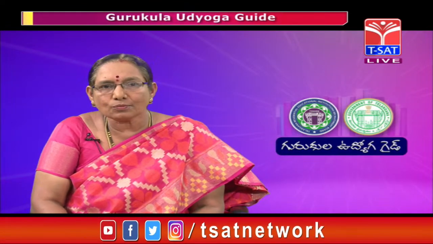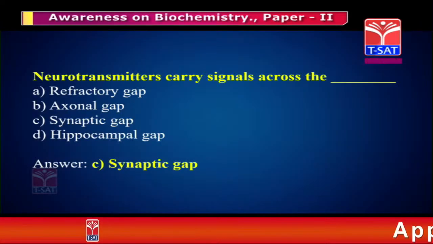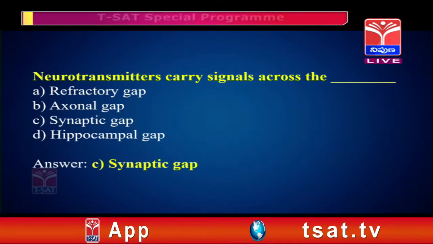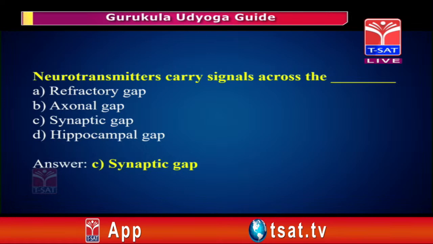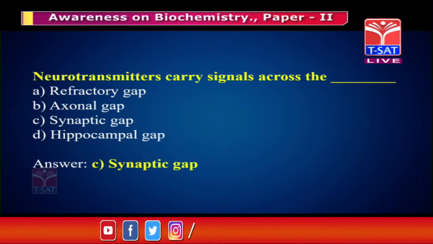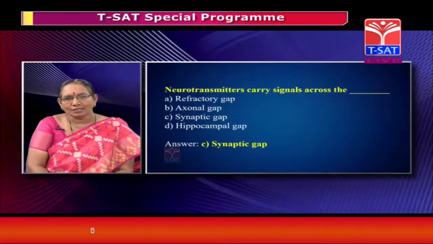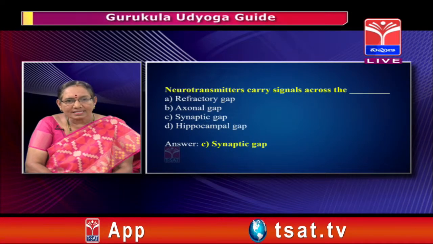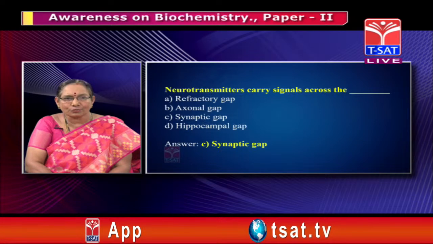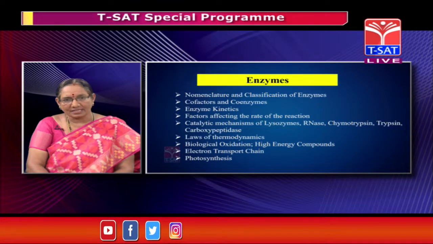Now moving to another model question in this unit: neurotransmitters carry the signal across. The options are refractory gap, axonal gap, synaptic gap and hippocampal gap. Sometimes people go with axonal gap because they remember that neurons have an axon and all. Thorough knowledge of the structure of a neuron will help us understand what a synapse is, and if you understand what a synapse is, it is easy to pick the answer as synaptic. Right? Now we'll move on to the next unit.